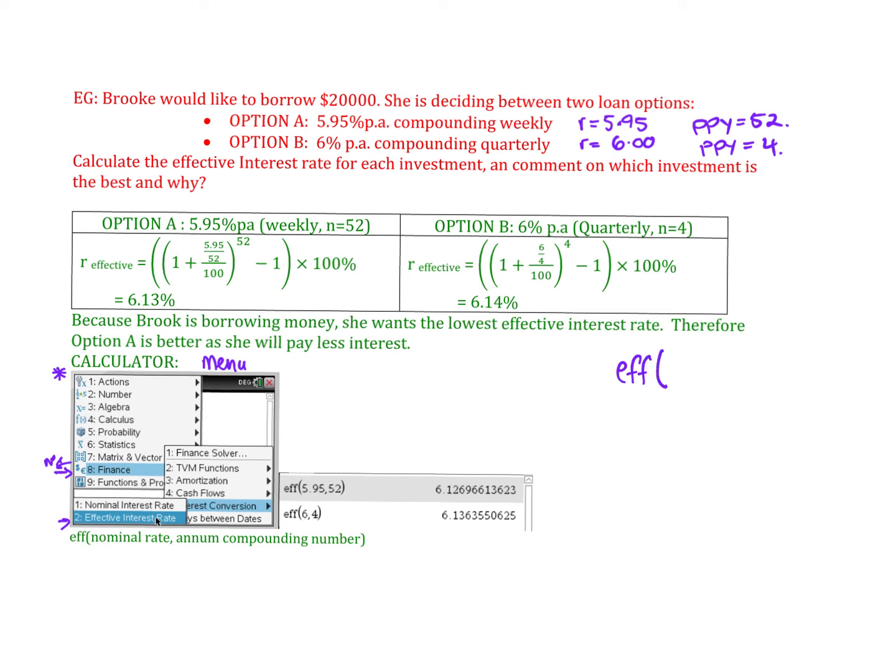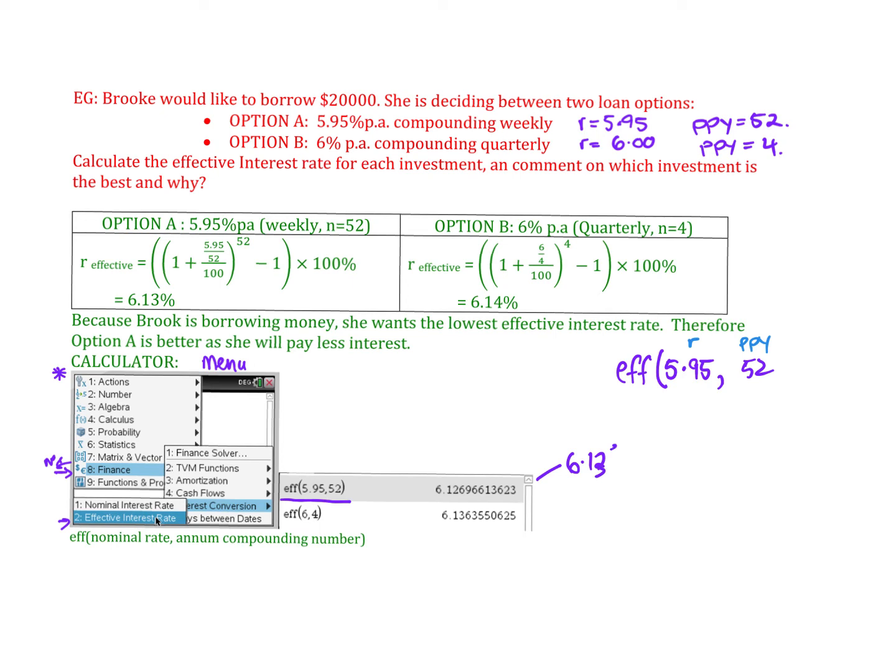Now, all you have to do to get the effective interest rate is you put the per annum rate in. So for our first one, it was 5.95. So that's your per annum rate. Then you just go comma, and you put your PPY, whatever it is, how many times a year. So this one would be 52. So you can see that's what I've written in there. I press enter.